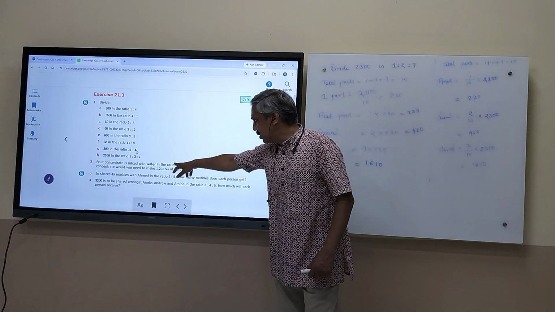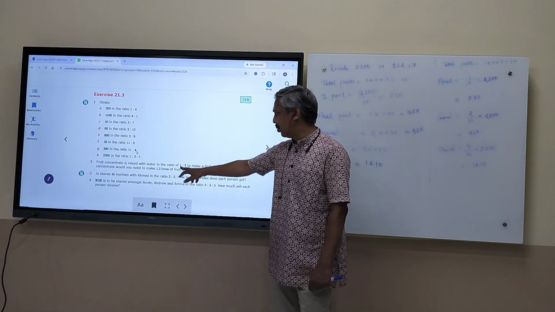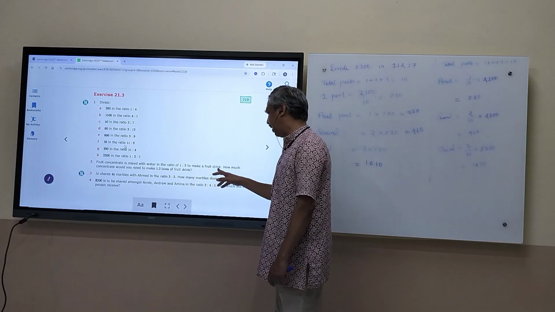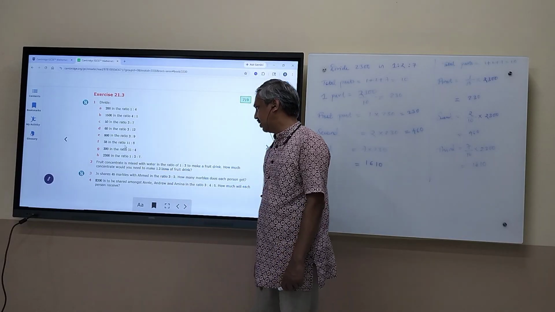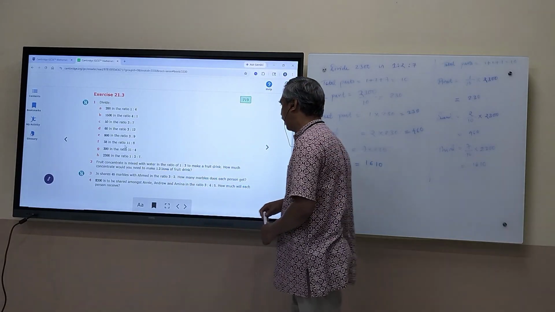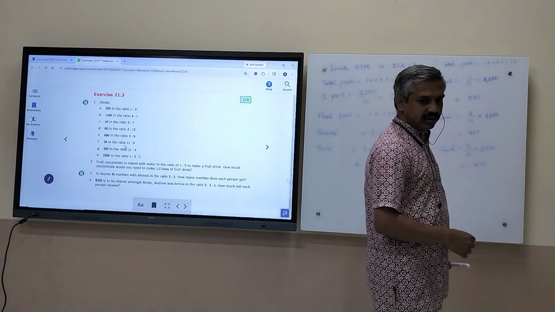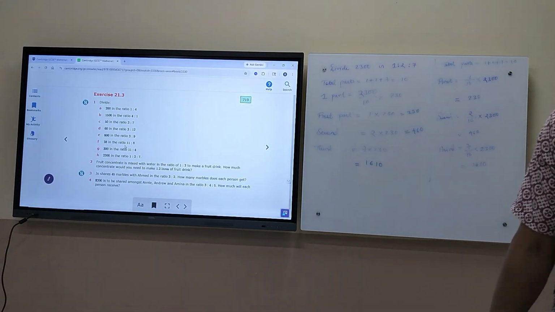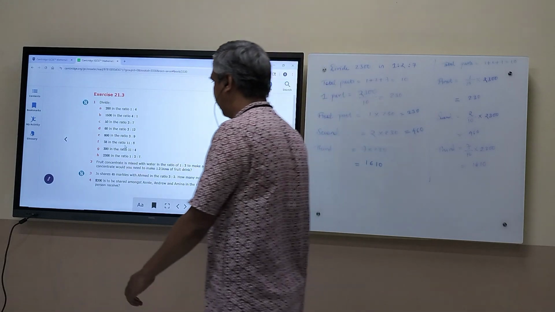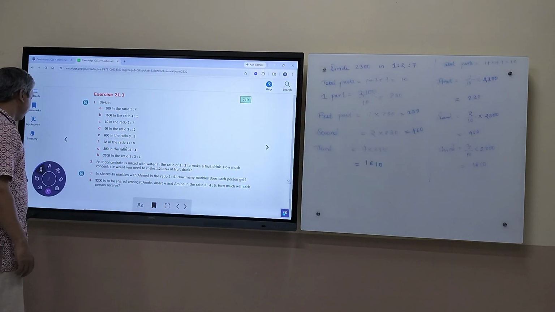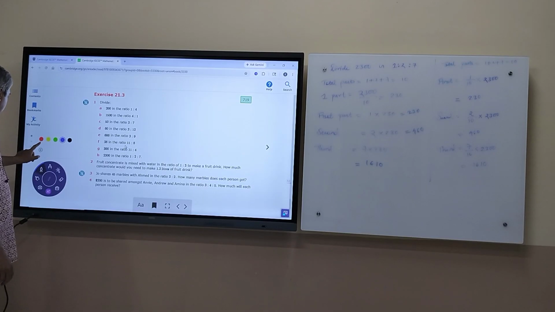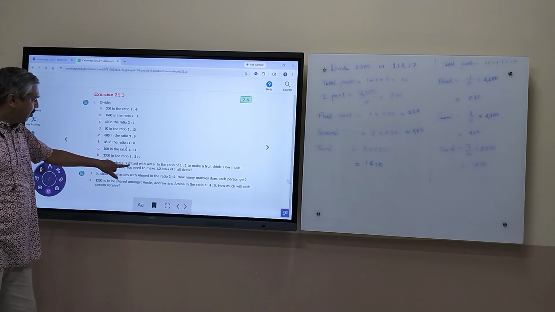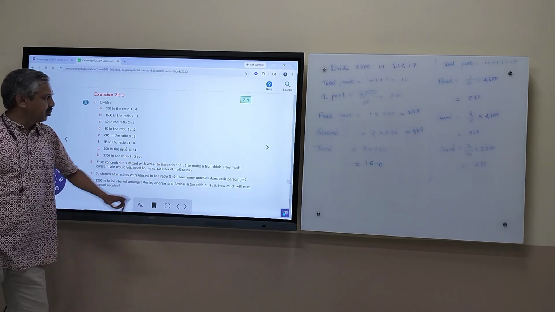Fruit concentrate is mixed with water in the ratio 1:3 to make a fruit drink. How much concentrate would you need to make 1.2 liters of fruit drink? Now if you check this carefully, this is saying that the fruit concentrate is mixed with water in the ratio 1:3.